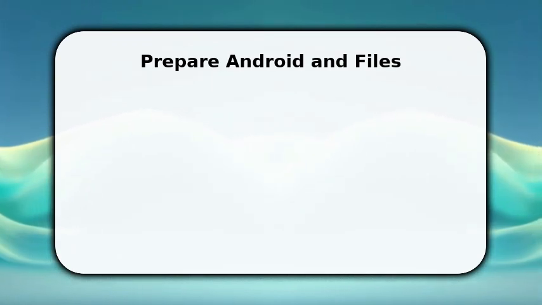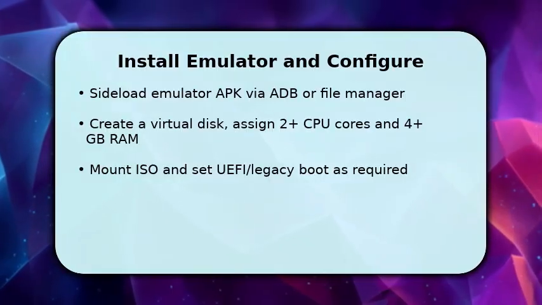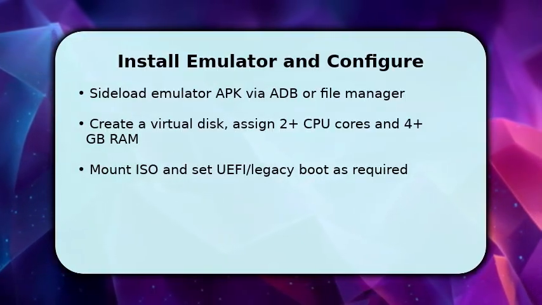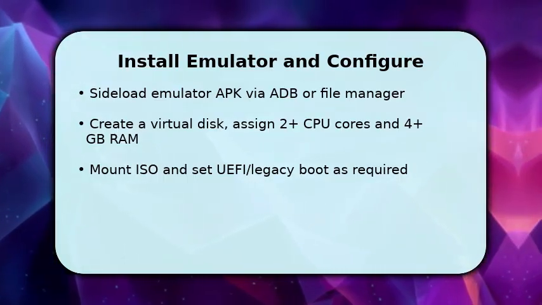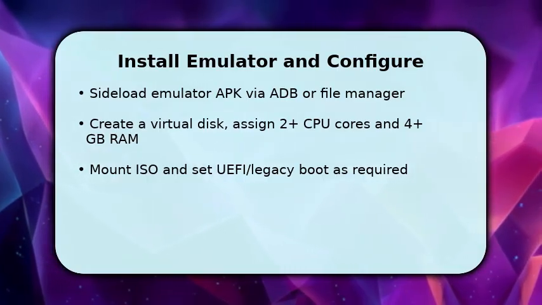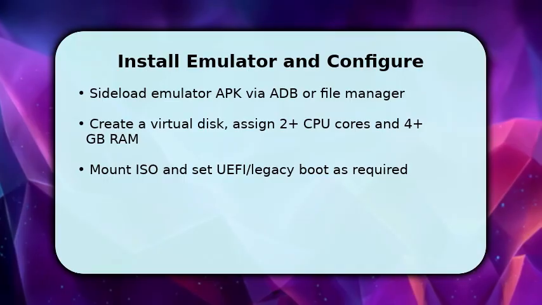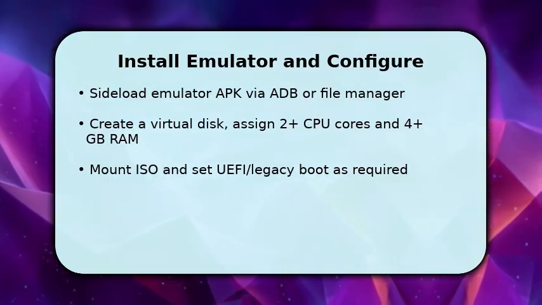Then move straight to the next step: you now install and configure the emulator to run Windows. Sideload the APK using ADB install or a trusted file manager, then open the app and create a new virtual machine. Assign at least 2 CPU cores and 4 GB of RAM. Allocate a virtual disk of 32 GB or more for system and apps.